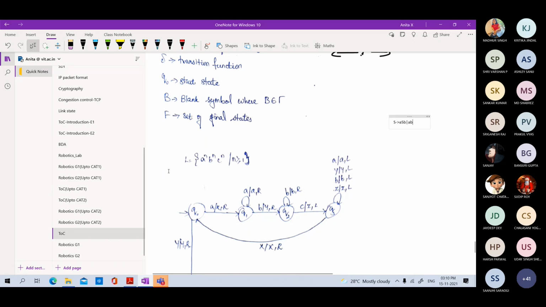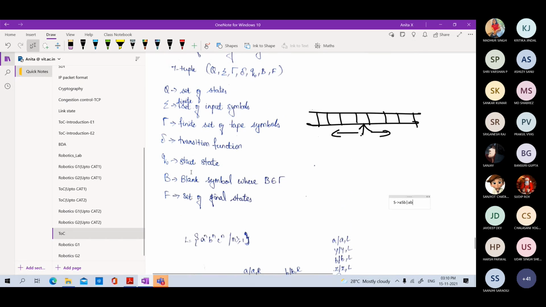There comes the role of the Turing machine. What is the advantage of the Turing machine? In the case of a Turing machine, I will have a magnetic tape. It is an infinite length tape, the length of the tape is not restricted, and it is open ended on both sides. Here there will be a tape head.